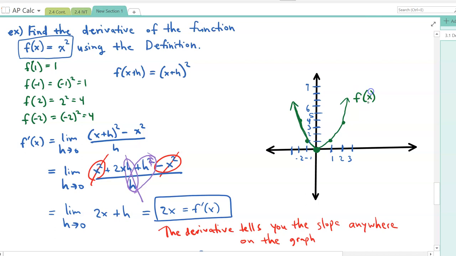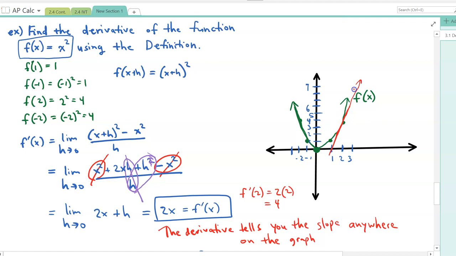So if you wanted to find the slope at, let's say, the slope at 2, then you would plug in 2 into the derivative. So f prime of 2 is 2 times 2, because the slope is 2x, so 2 times 2 is 4. What that means is, if you draw the tangent line at 2, this red line that I'm drawing right now has a slope of 4.